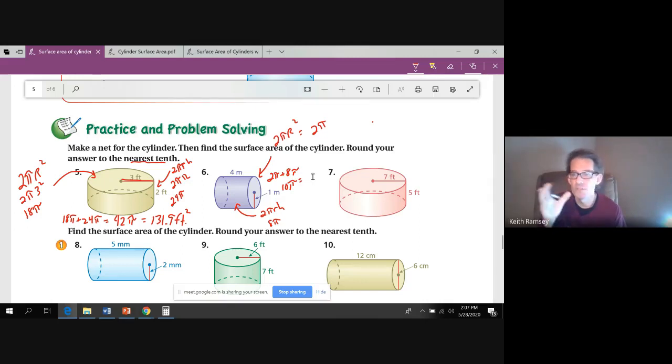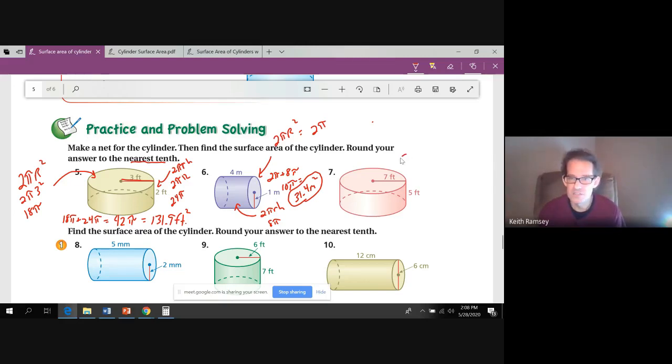Now, you know when you multiply by any multiple of 10, you just move the decimal according to how many zeros there are. So 10 has 1 zero. So I'm going to move my decimal for 3.14 one space to the right, and it would equal 31.4 square meters. And that's your surface area for this cylinder. Let's look at number 7. The more of these you do, the easier it gets.